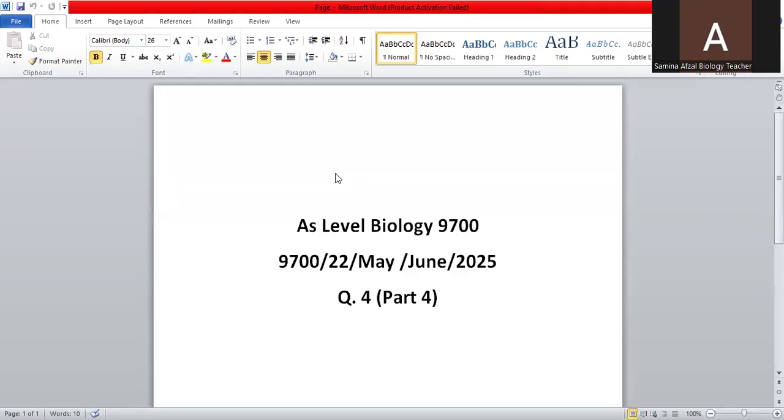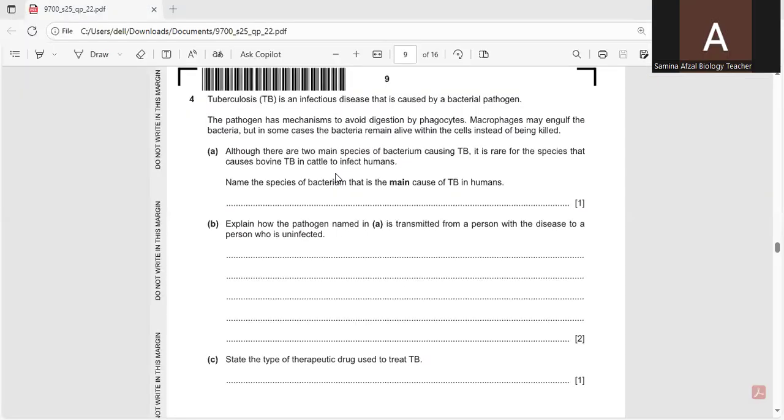Tuberculosis, TB, is an infectious disease that is caused by a bacterial pathogen. The pathogen has mechanisms to avoid digestion by phagocytes. Macrophages may engulf the bacteria, but in some cases, the bacteria remain alive within the cells instead of being killed. Although there are two main species of bacteria causing tuberculosis, it is rare for the species that causes bovine TB in cattle to infect humans.